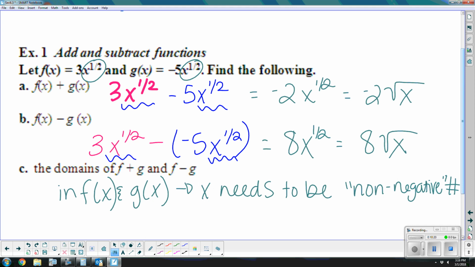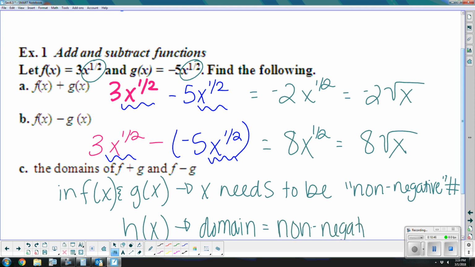So therefore, in h of x, we need to pull from domains that are in f of x and g of x. So therefore, h of x has a domain of non-negative numbers. We can have 0, because we can take the square root of 0, that's 0, that number is defined. But we can't take the square root of a negative number.